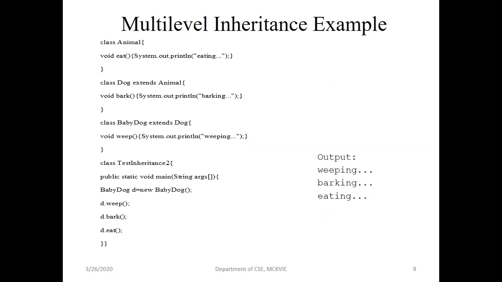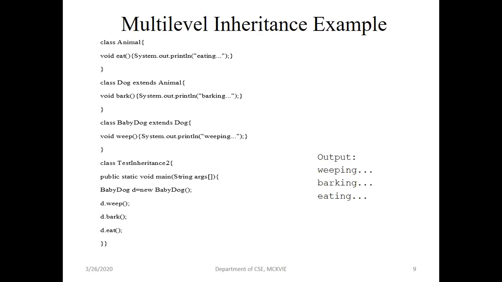Here class animal, void eat is there, method. Class dog extends animal. So this is actually B. Bark method is defined over there. Another class I declared over here, that is class baby dog extends dog. So this baby dog is nothing but the class C. So animal is class A. Dog is extending from animal, so dog is class B. And here baby dog is extending from class dog. So baby dog is class C.